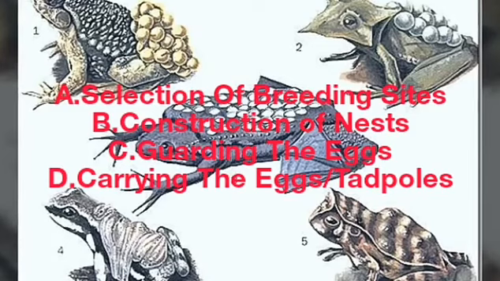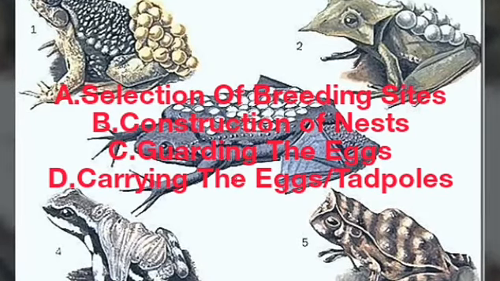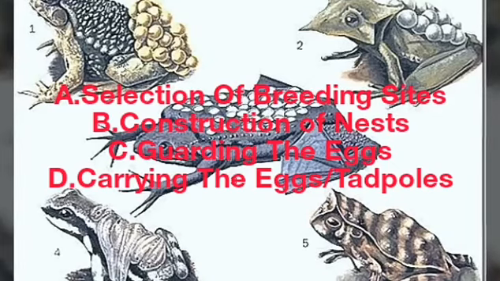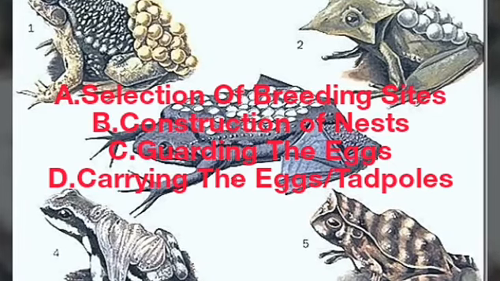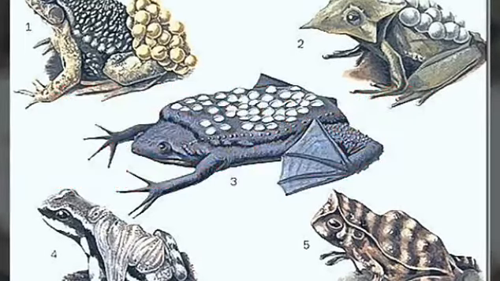First, selection of breeding sites. B, construction of nests. C, guarding the eggs or tadpoles, and D, carrying eggs or tadpoles. So A, selection of breeding sites.